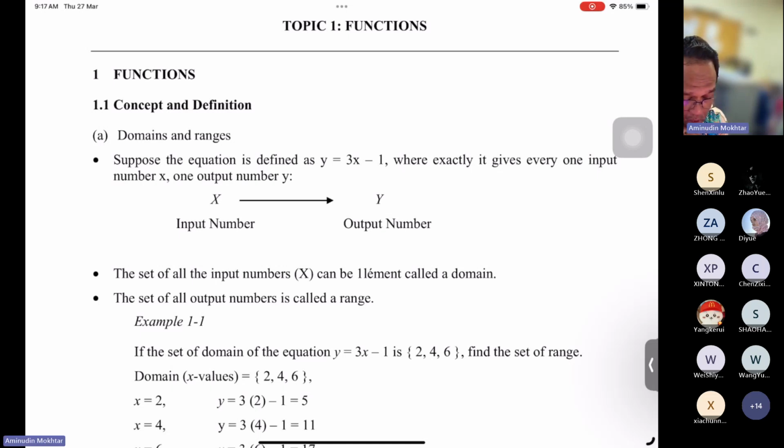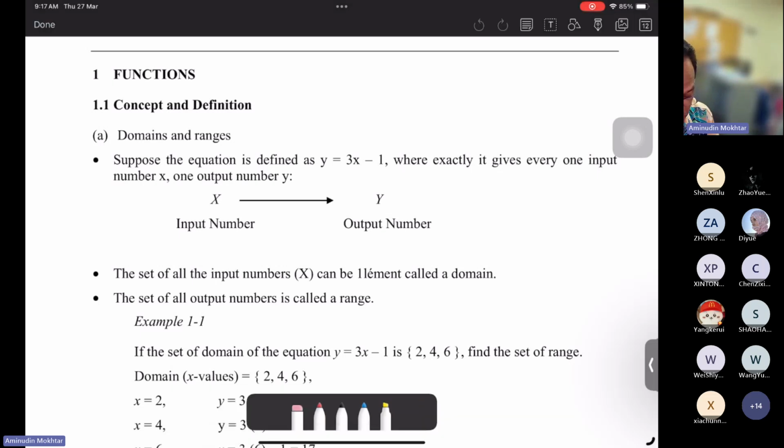What are the domain and range? For example, let's say we have a function defined as y equal to 3x minus 1. You can see it in the note. I just take this function randomly. When we write a function, every function has x and y. We have the symbol x here and y. Every function must have x and y.